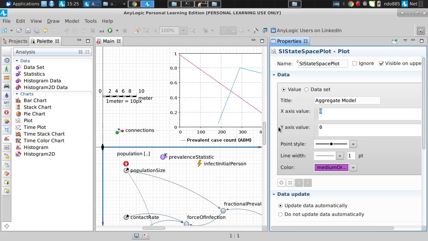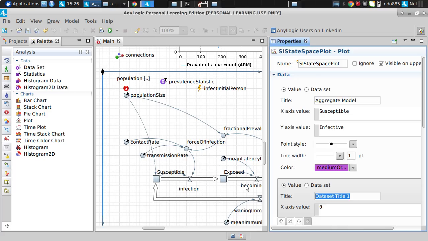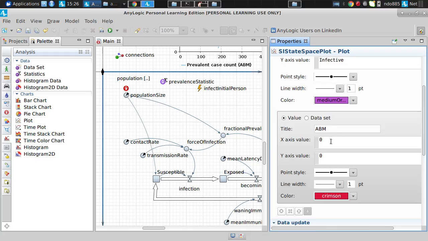And the X value will be given by what? Anyone? Susceptible. And the Y value will be given by infective. Now this plot is not going to totally characterize the state because we're not specifying exposed, for example, but it's going to give a partial sense of it. Okay. And now we're going to add another one, and this is going to be ABM. And the X value here will be given by something we need to create.